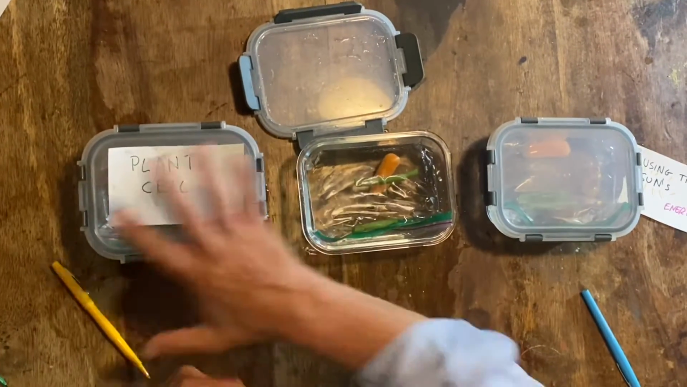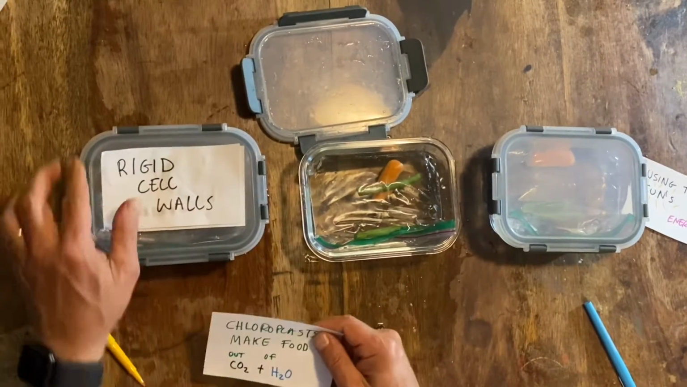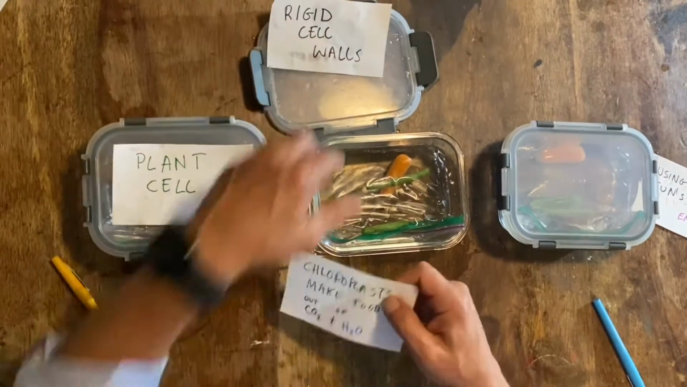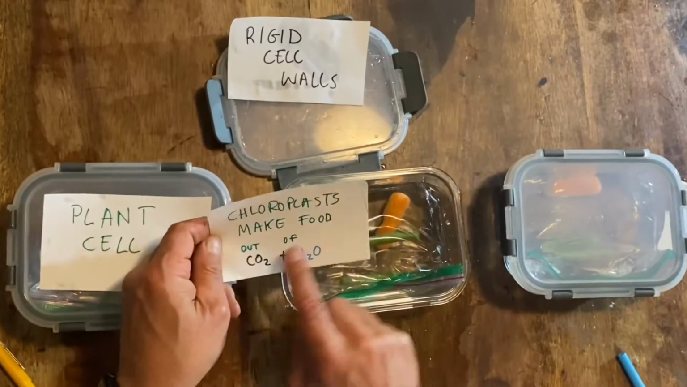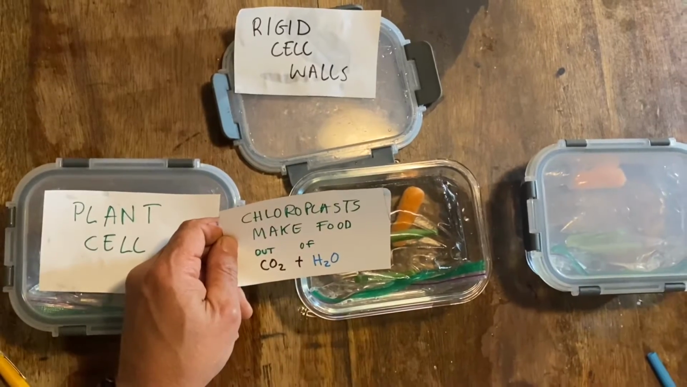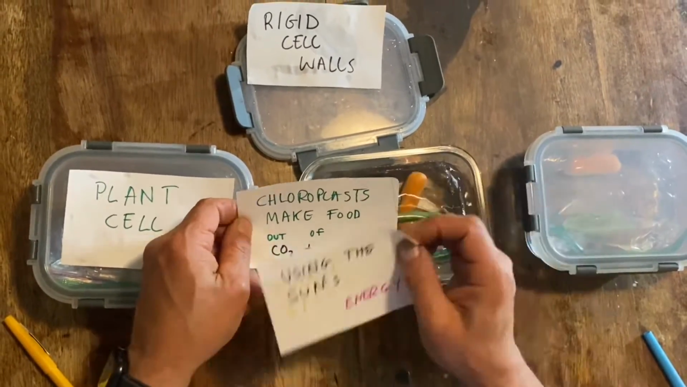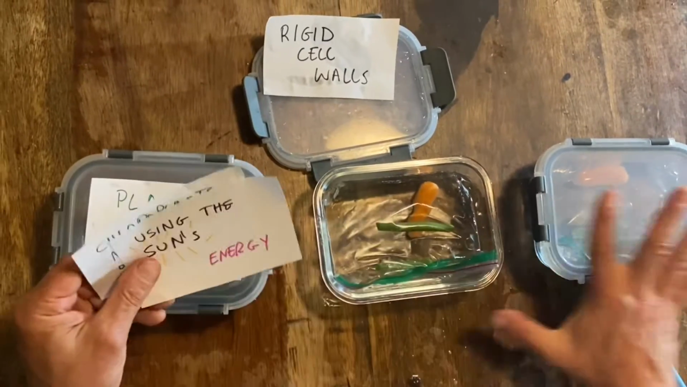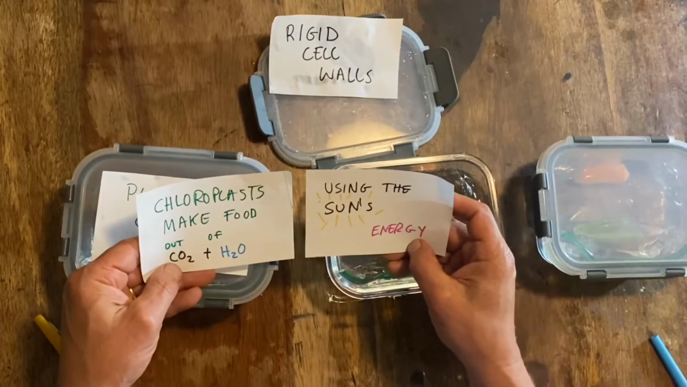So, these are our plant cells. You can see they're in these rigid cell walls. Inside of here, these green things are the chloroplasts. They make food out of CO2 and water, but we need the energy. They use the sun's energy. So we're going to have to figure out how these things work together to help the plant use the sun's energy to make food.